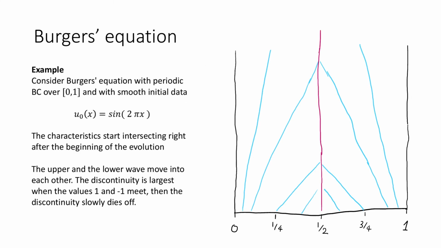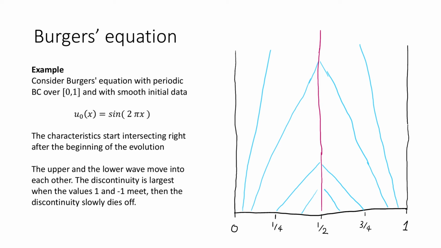Burger's equation already shows one of the most fundamental problems in the discussion of conservation laws, namely the emergence of discontinuities. For the sake of demonstration, let's suppose I have Burger's equation over the unit interval from 0 to 1, and let's say we impose periodic boundary conditions. We could start with smooth initial data. For example, u naught of x could equal the sine of 2 pi x.